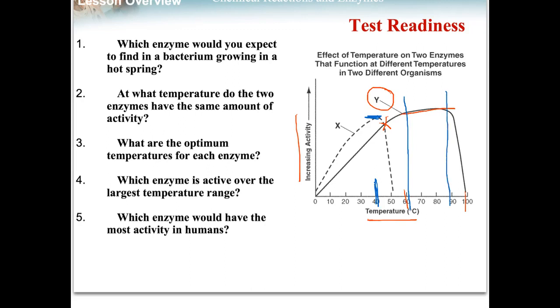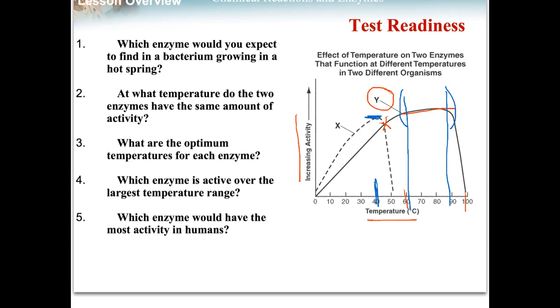Next question. Which enzyme is active over the largest temperature range? Well, in other words, which one of the enzymes has a broad area over which it's very active? And so our answer to that is going to be enzyme Y, because it shows to be active from about 60 degrees Celsius through around 90 degrees Celsius.